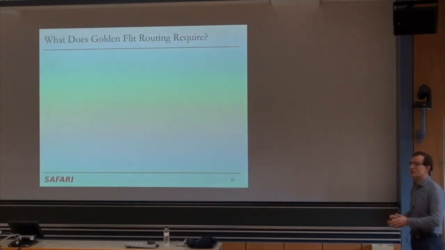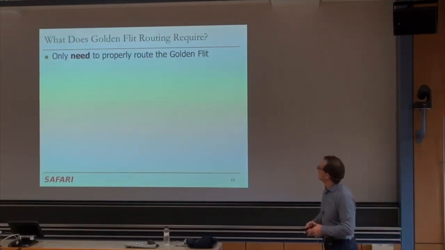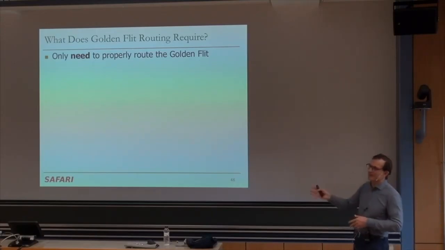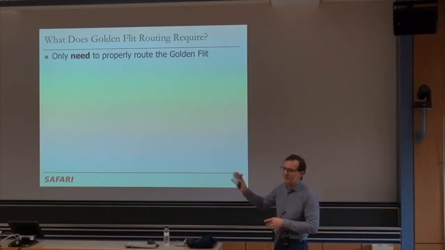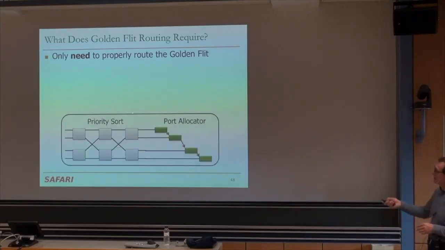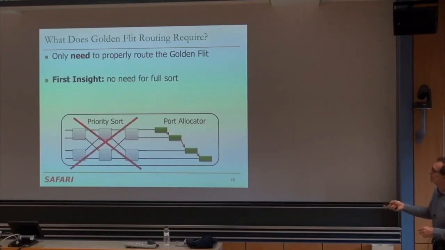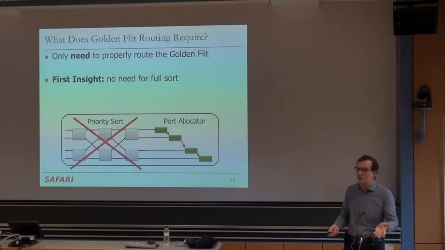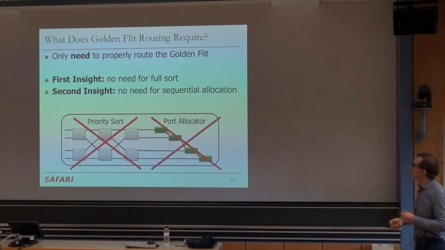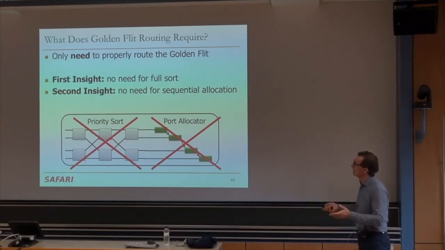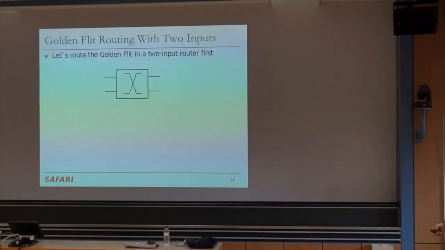Okay, now we've figured out which packet becomes golden. Let's see how we can actually route that. Basically, you need to only properly route the golden flit. I'm switching between golden packet and golden flit, but they're really the same thing in the end. If you're doing flit-based routing, it's the same thing. Basically, that simplifies the router quite a bit. Now you don't need priority sort because you don't have priorities. You just know which one's the golden flit. And you don't need sequential port allocation because we're going to be more liberal in what we do with our ranking. And you can actually improve upon this, as we will see later.